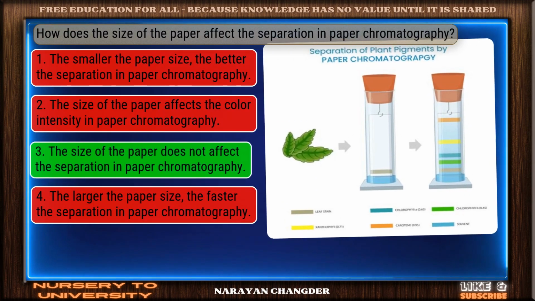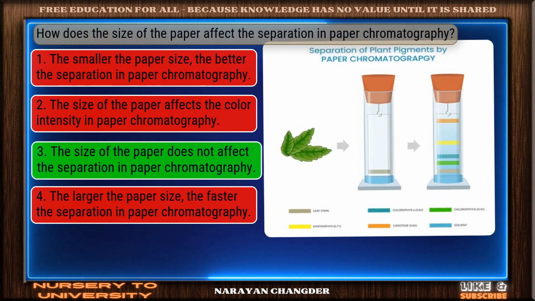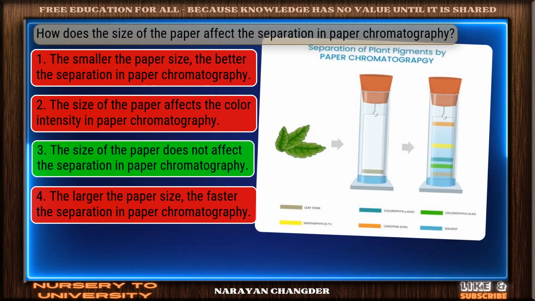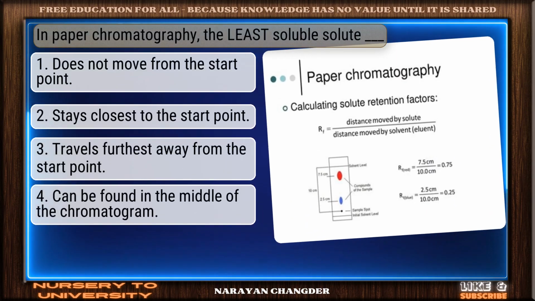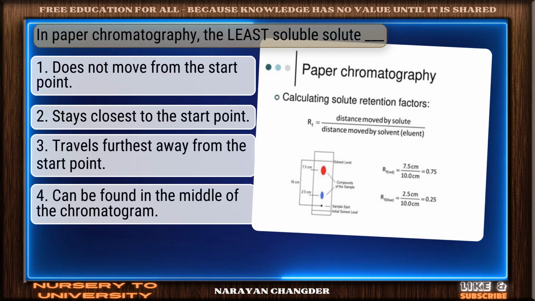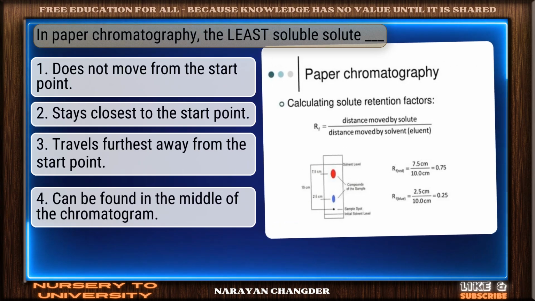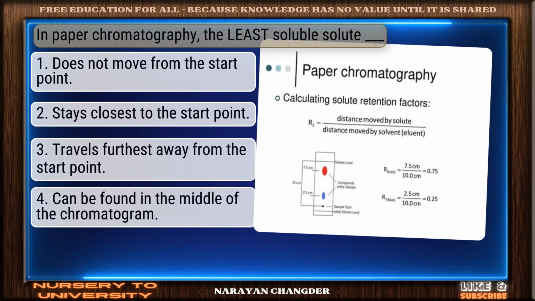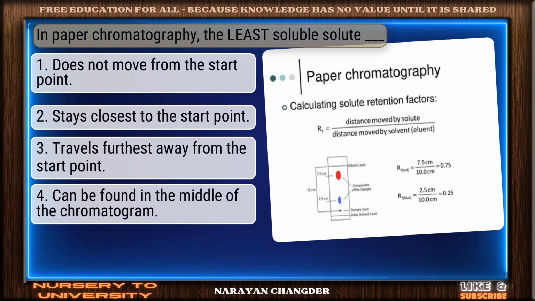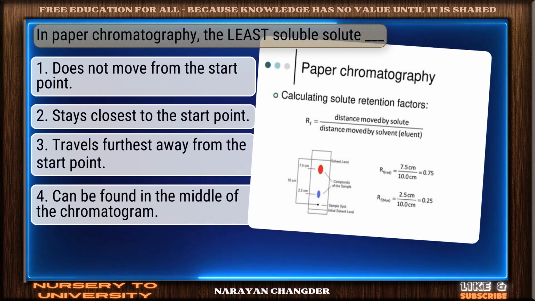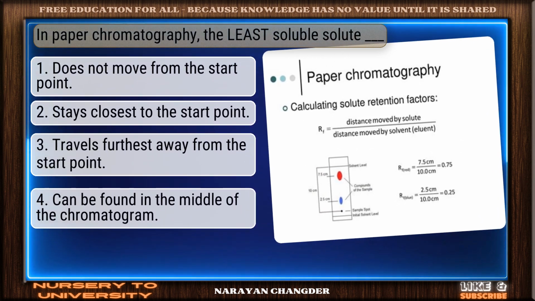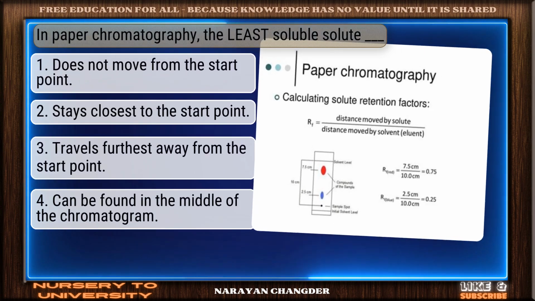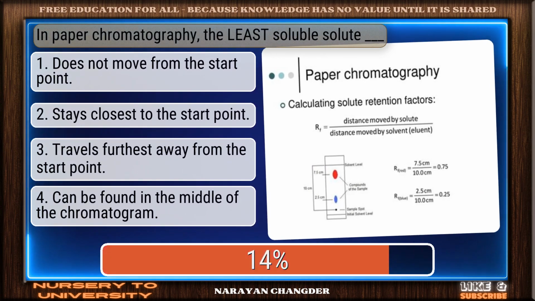On track. The size of the paper does not affect the separation in paper chromatography. In paper chromatography, the least soluble solute Option 1 does not move from the start point. Option 2 stays closest to the start point. Option 3 travels furthest away from the start point. Option 4 can be found in the middle of the chromatogram.